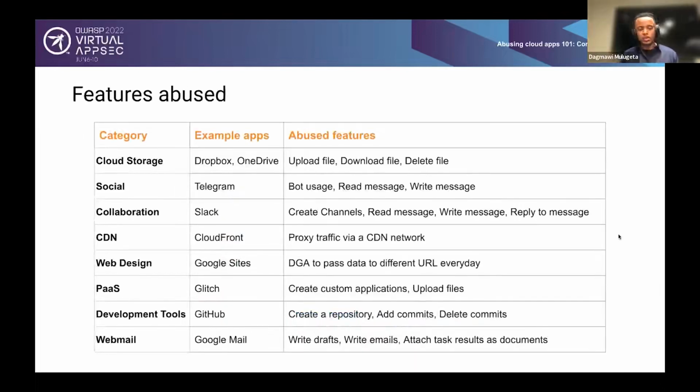Next, we looked at the categories and which category is the most preferred, but what we also wanted to look at is where features in each category are abused, right? So when we look at cloud storage apps like Dropbox and OneDrive, we've seen uploading files, downloading files, deleting files. With social apps like Telegram, we've seen bot usage, right? We've seen reading messages, writing messages. With collaboration apps like Slack, we've seen creating channels, reading messages, writing messages, replying to messages.